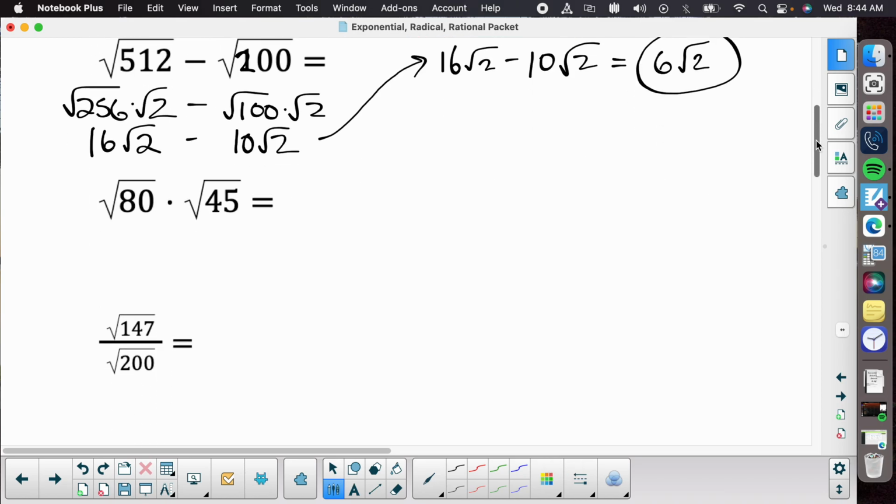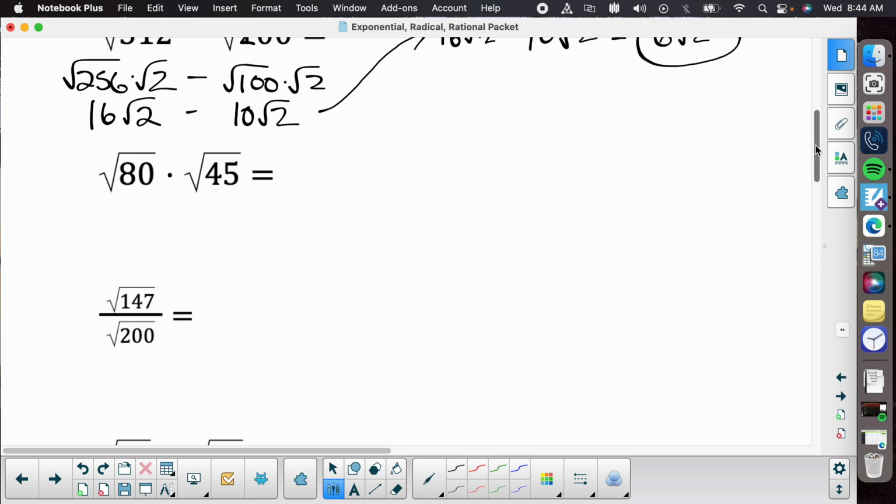So we're gonna do square root of 80 times square root of 45. I started by talking about adding and subtracting because it's generally the hardest thing, since you can only combine them if they're the same square root. Multiplying, it doesn't matter what you have. So let's start by simplifying each one of these. And I'll have you just do one of them. Square root of 80?